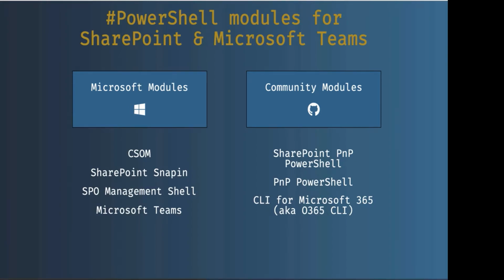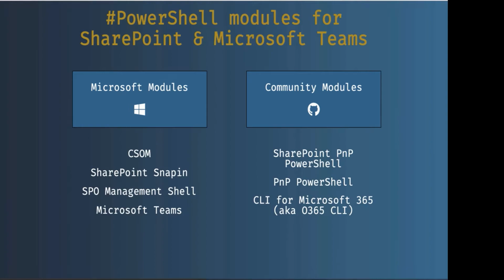On one side, we have the Microsoft modules, and on the other side, we have the community modules. On the Microsoft side, we have CSOM, which is the client-side object model. We have the SharePoint snap-in for SharePoint on-prem. And to be honest, when I started SharePoint, I started on SharePoint 2010. And to this day, although I haven't done any research, it's still a mystery to me why this is called a SharePoint snap-in and not a SharePoint module. We also have the SharePoint Online Management Shell and the Microsoft Teams module.